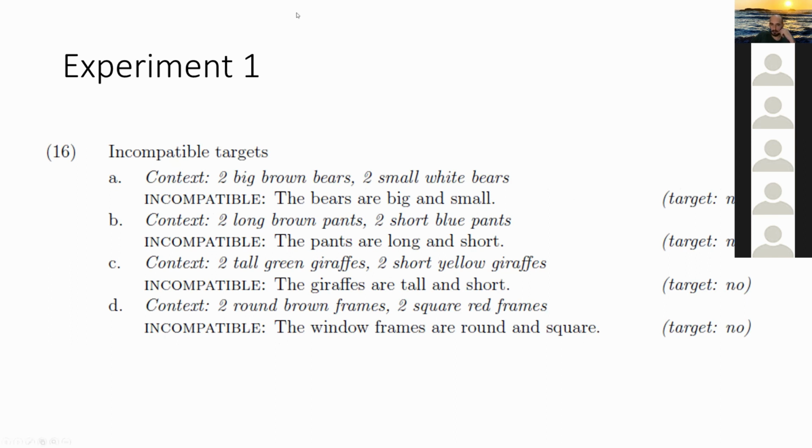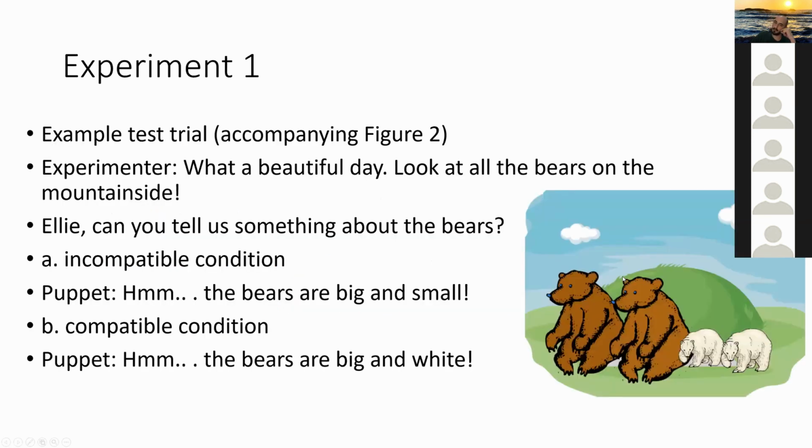So they had a context of 2 big brown bears and 2 small white bears in a picture, and then it's incompatible because the bears are big and small. And the target answer for this is, ideally, the correct answer would be no, they can't be big and small at the same time. And so on and so forth for the rest of them. So this was one of the examples.